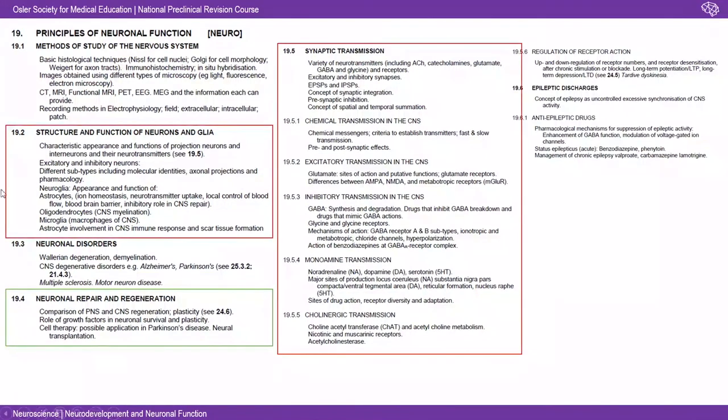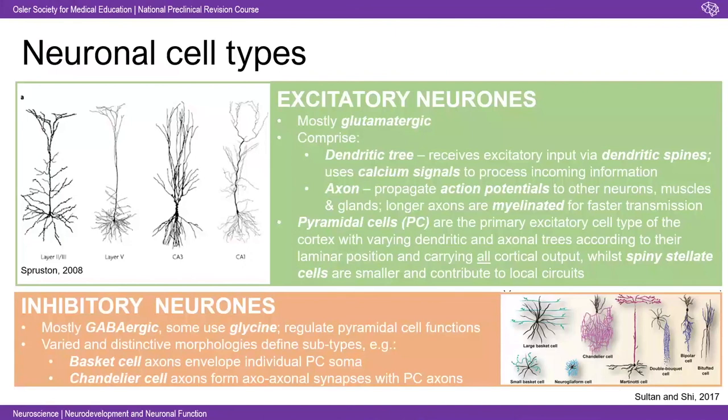I think we've spoken a bit about this neuronal repair and regeneration over here. I'm going to try and cover the bulk of this red part. I'd recommend a really good set of flashcards or something to help you power on through this, because there's a lot. So let's start by thinking about neurons and what are our neuronal cell types within the nervous system.